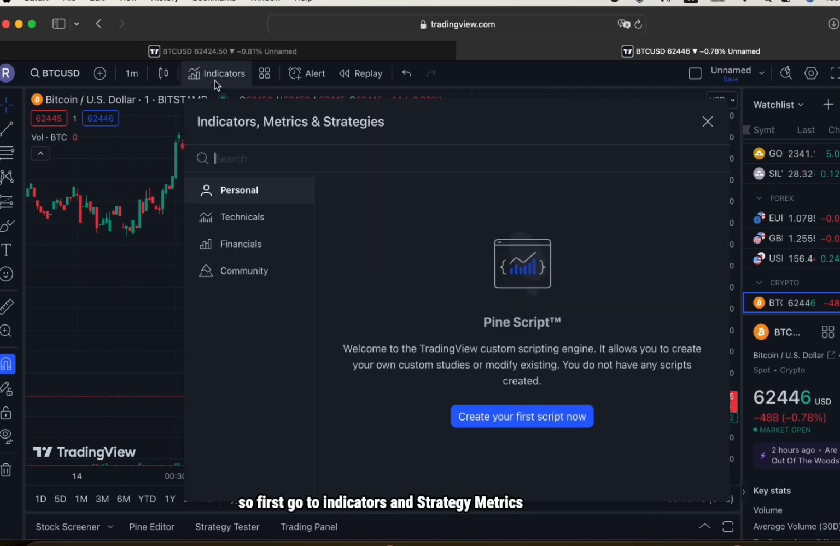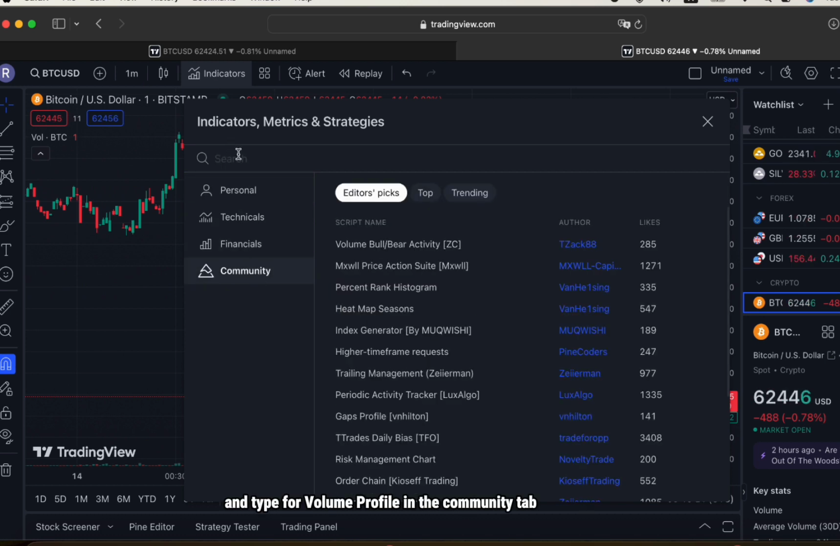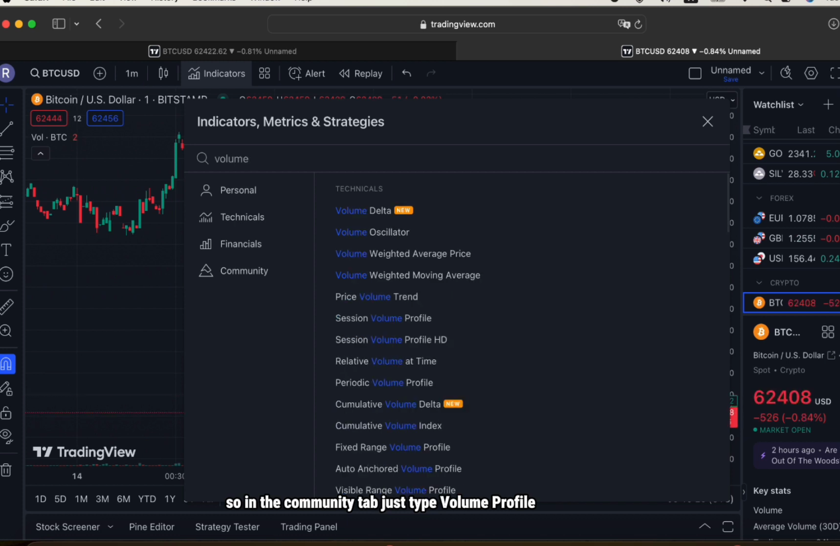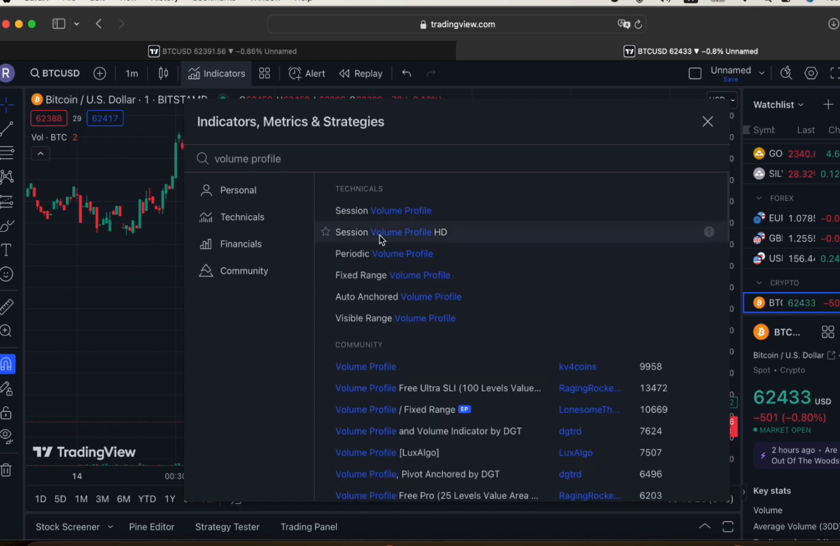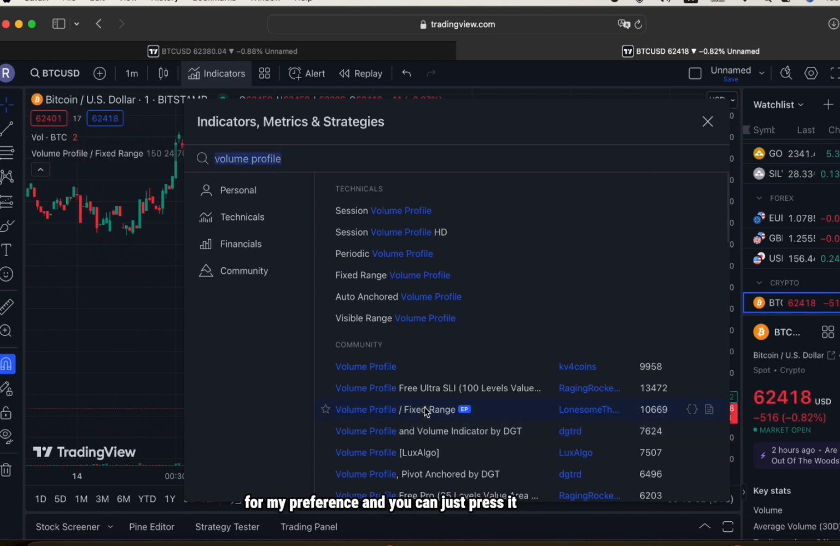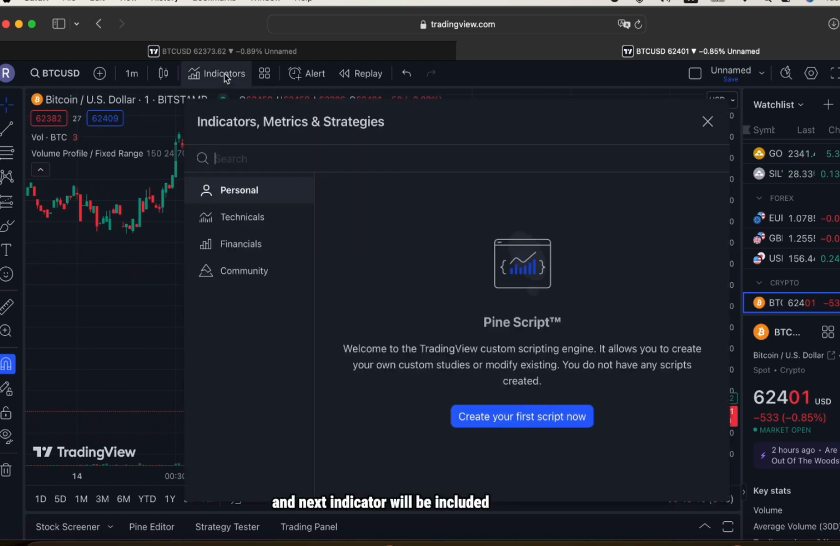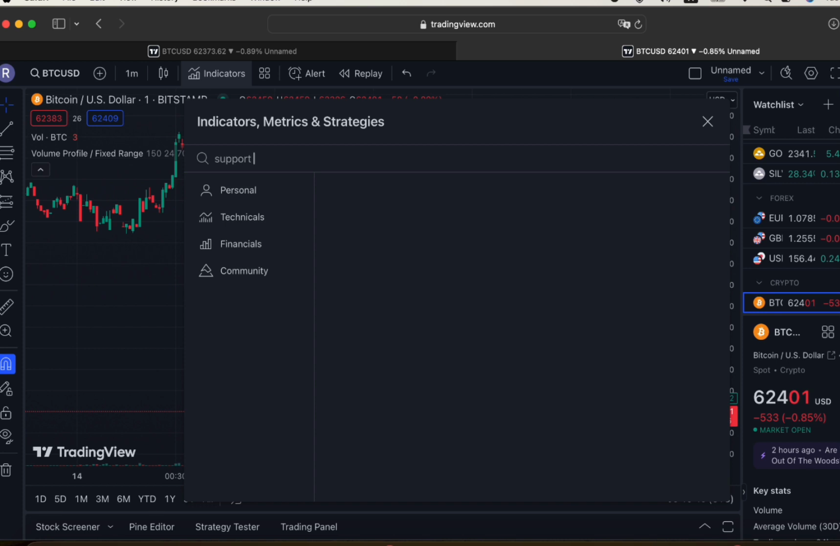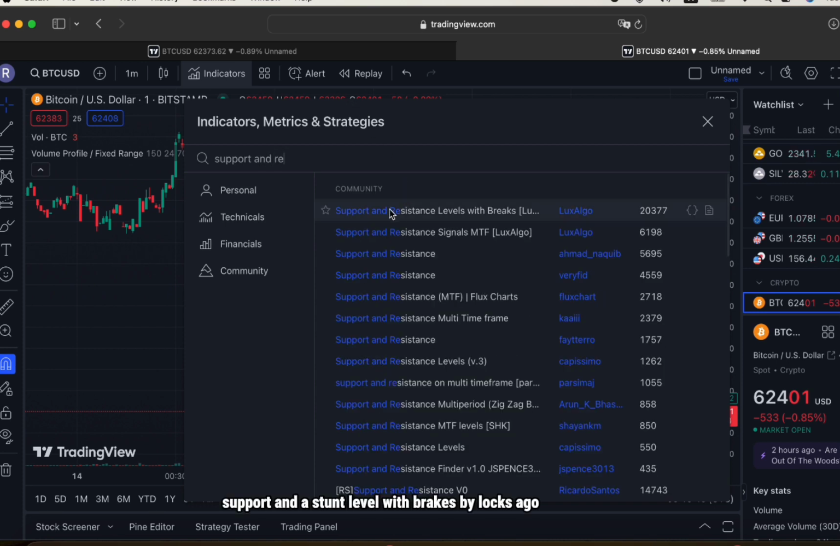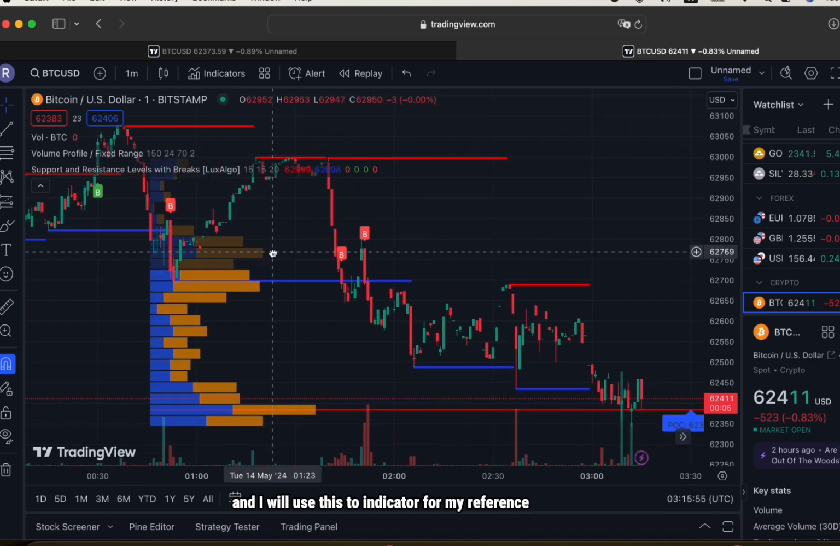First go to indicators and strategy matrix. You type volume profile in the community tab. For me, I will use this volume profile fixed range for my preference, and you can just press it. It will show the volume profile here, and the next indicator will be support and resistance level with breaks by Lux Algo. You can just press it, and I will use these two indicators for my reference.